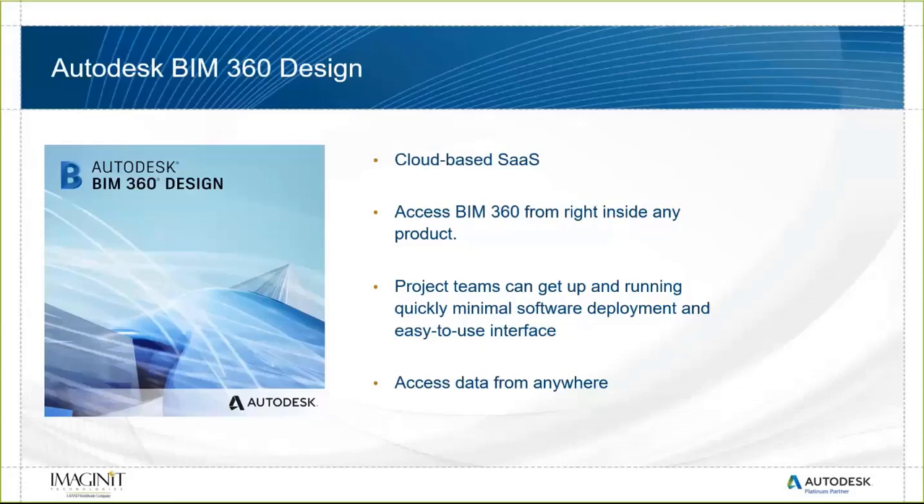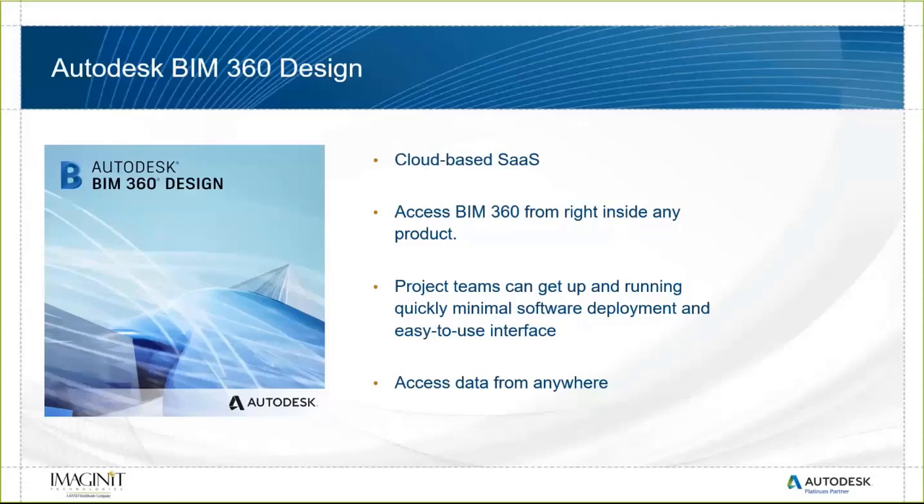The only thing that needs to be installed is a little helper application called Desktop Connector, and we'll take a look at it in just a minute. But it's a very small plugin. Once Desktop Connector gets loaded, then from any product you can access BIM360. And finally, the other highlight, if you will, is you can access data from anywhere. Anywhere you have a web connection, you can get to your BIM360 information. And it's pretty much device agnostic at that point as well.